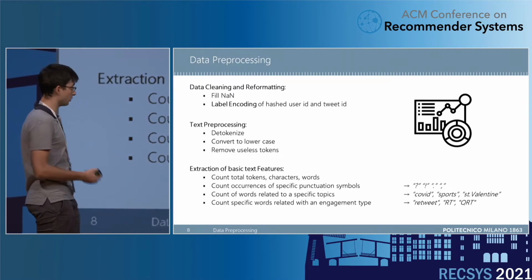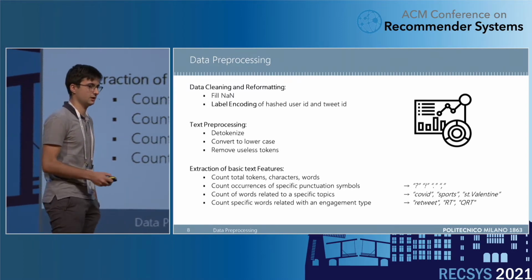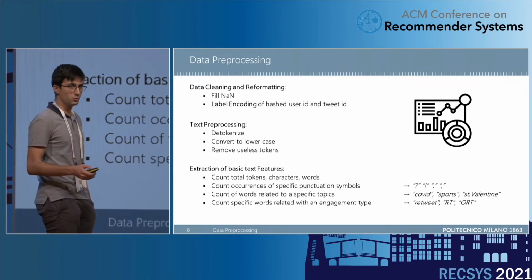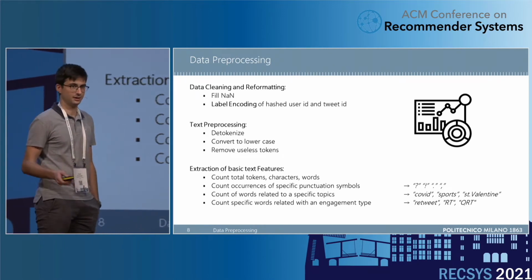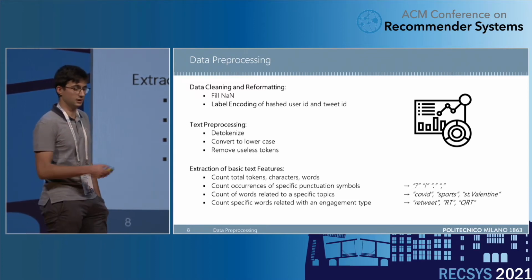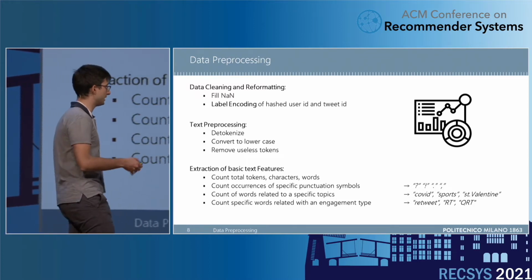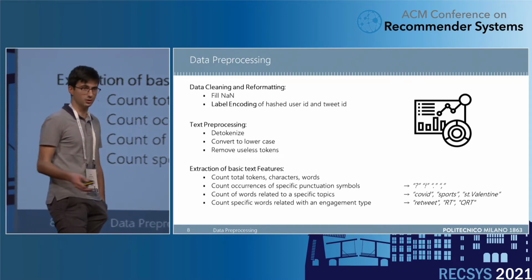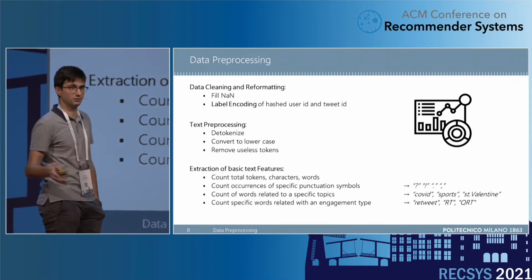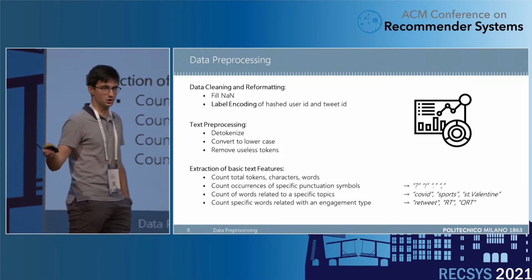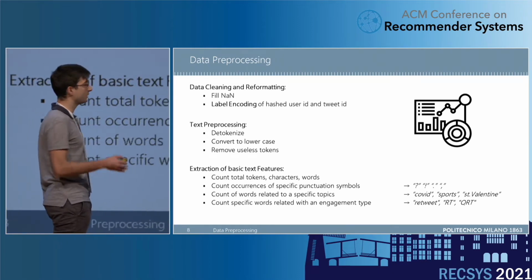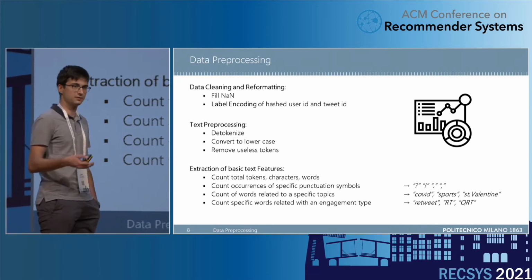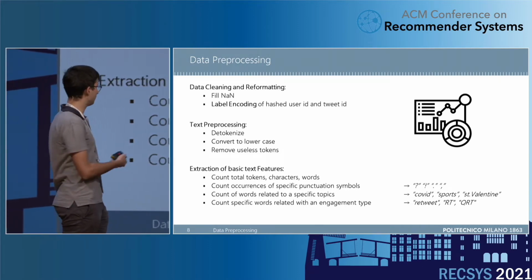In particular, words were counted using a topic-like organization. So we manually defined by analyzing Google Trends some list of words which were related to a specific topic. For example, for the St. Valentine topic, we made a list of words such as love, kiss, chocolate, and St. Valentine, and we counted them in order to have a quantification of the topic of this tweet.